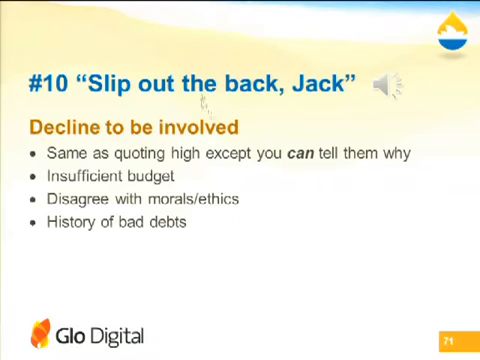Slip out the back, Jack. Okay, tell them you don't want to work with them, decline to be involved, and for a number of reasons. You can tell them you haven't got enough money, this isn't going to work. You disagree with their morals, and you can tell them. And the old famous history of bad debts.